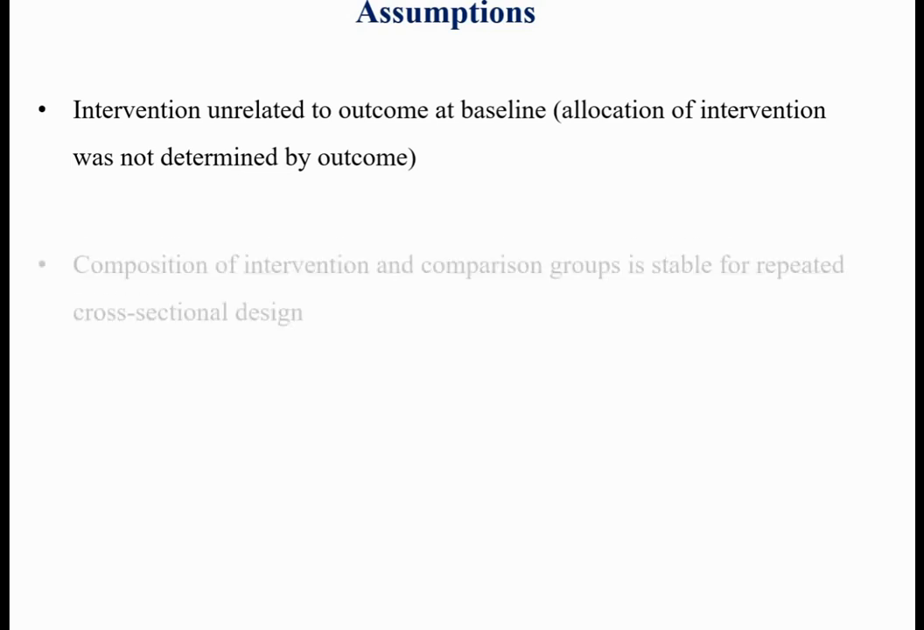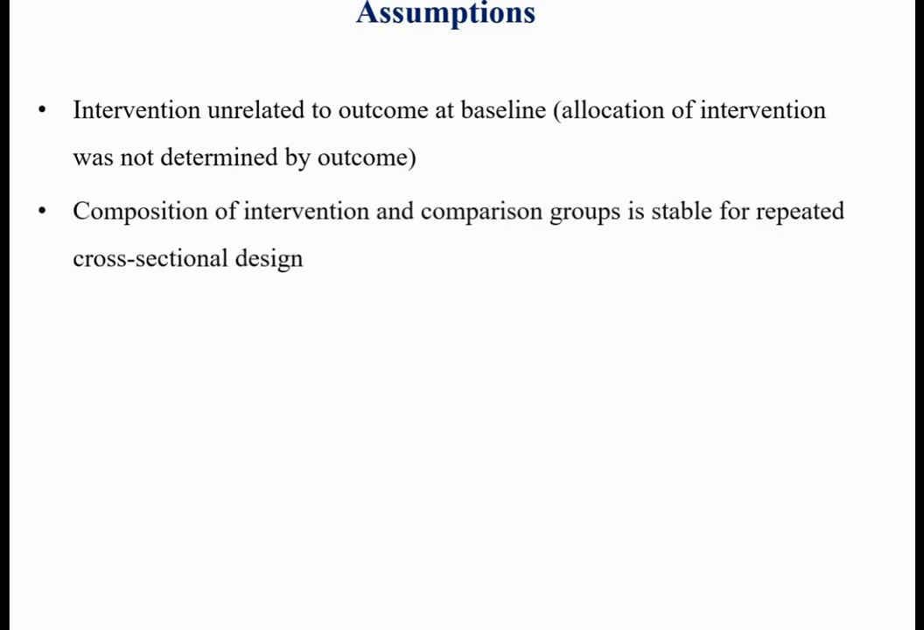Another assumption is that the composition of the intervention and the comparison group should be stable, for repeated cross-sectional design. Okay, we must ensure that these two groups are stable. If they are unstable, then it will be difficult for us to do a comparison or establish a cause-effect relationship. And then also the last assumption is that there should be no spillover effect between the treatment and the control group. Whenever the treatment is given, we don't expect that there is a spillover effect.